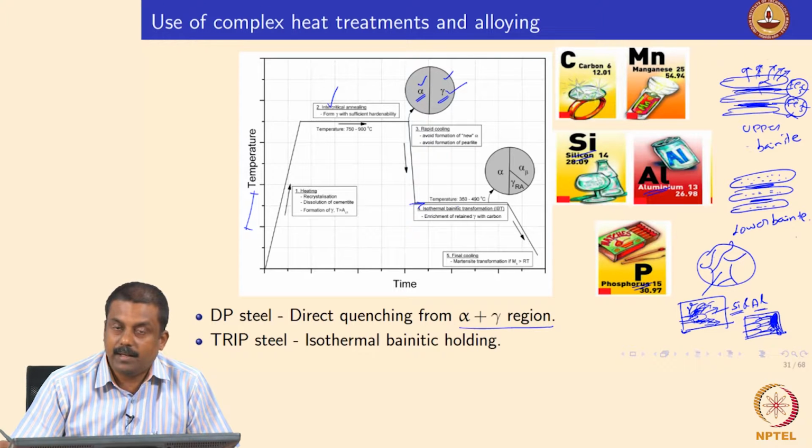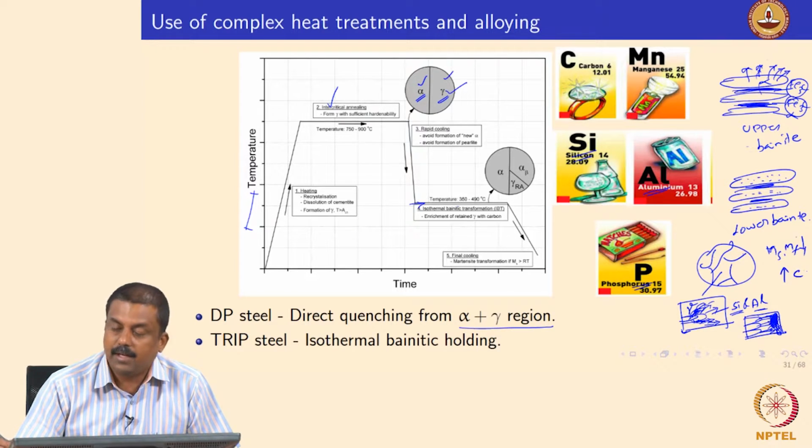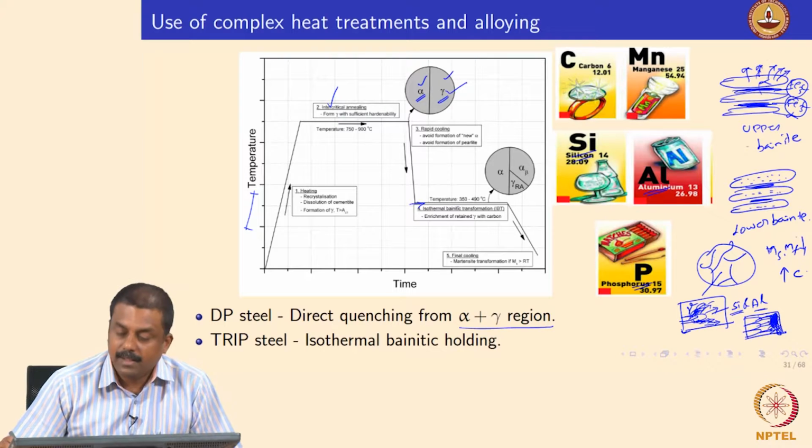So, what will happen then now? You are enriching the austenite in carbon so much that you significantly reduce the MS and MF temperatures. So, the MS temperature and the MF temperature decrease with increasing carbon concentration, right.